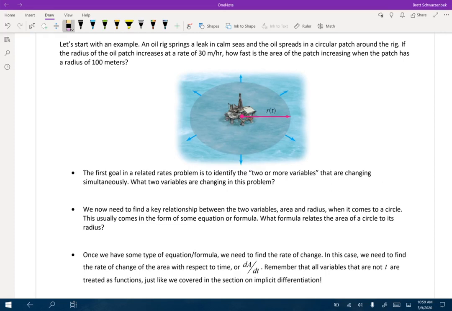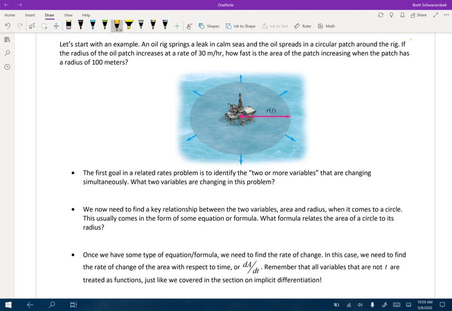Okay, let's look at an example. It says an oil rig springs a leak into calm seas, and the oil spreads in a circular patch around the rig. In the picture here, we have a rig, and it appears that it is spreading outwardly in a circle. Obviously, this is not something that would actually happen, but it's great for an example problem.